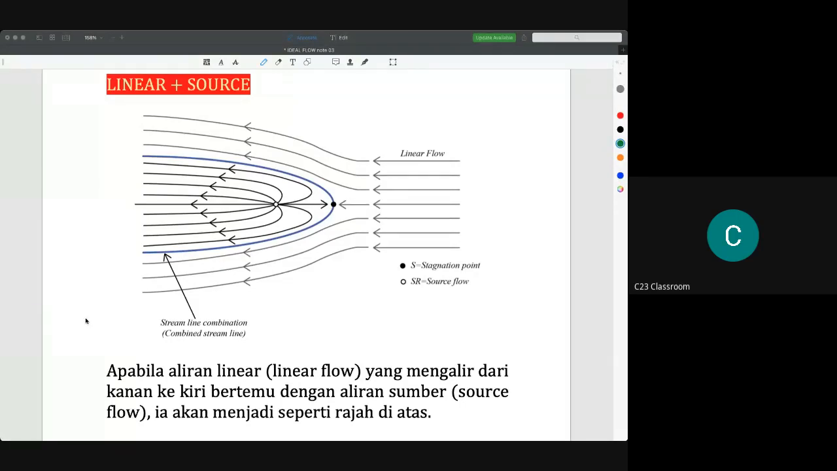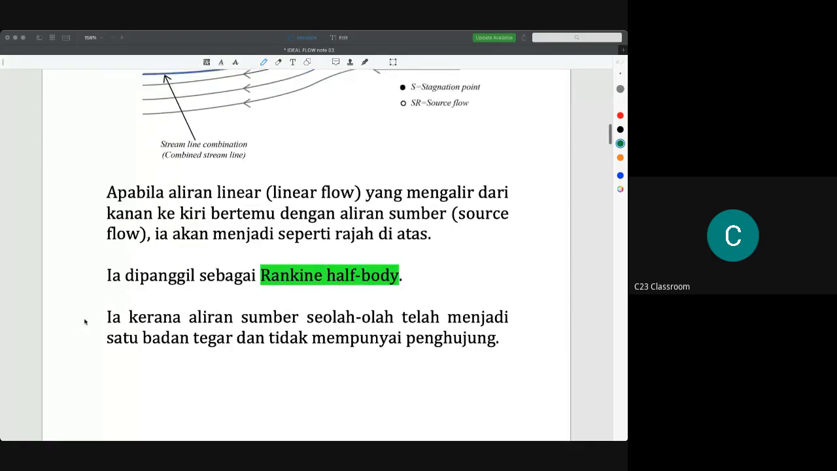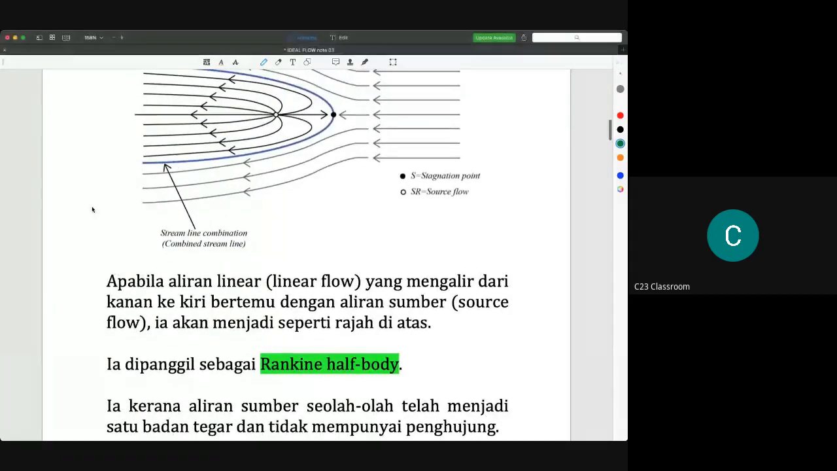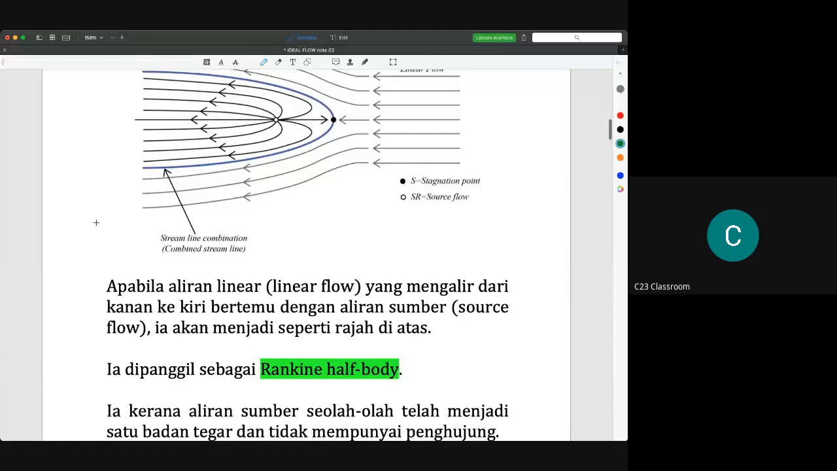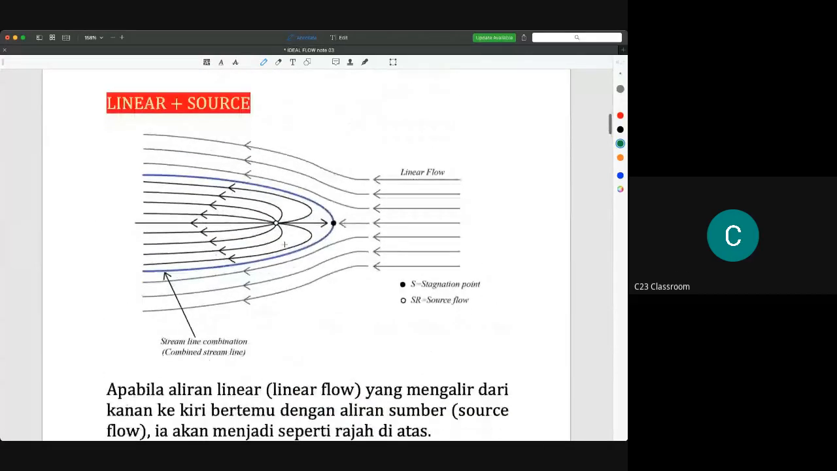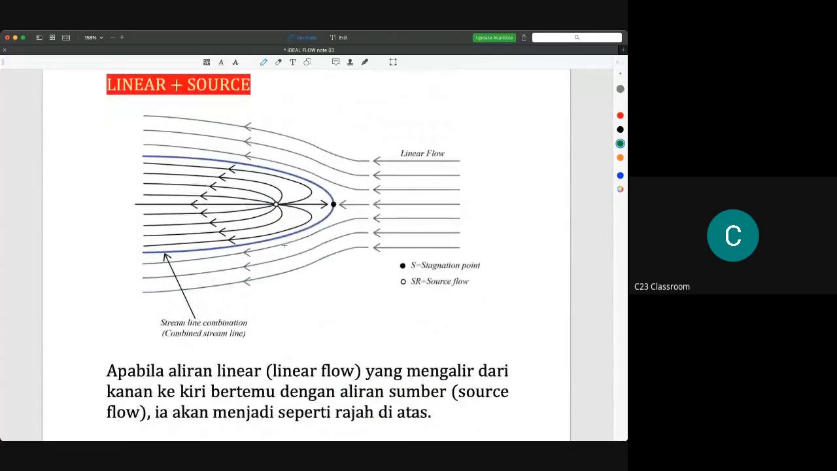Okay, I'm sorry. So we continue our discussion here. Okay, this is actually what happens if we merge linear and source. What you should understand when combining linear and source is that linear here will reflect a linear flow. So we could draw a linear flow like this one.